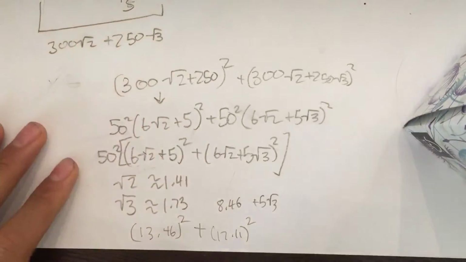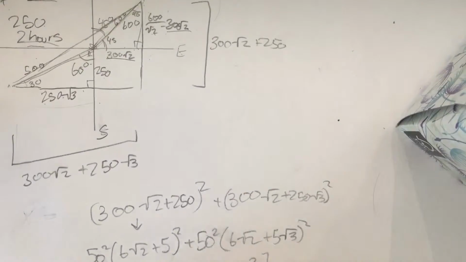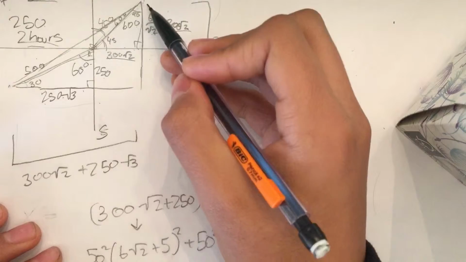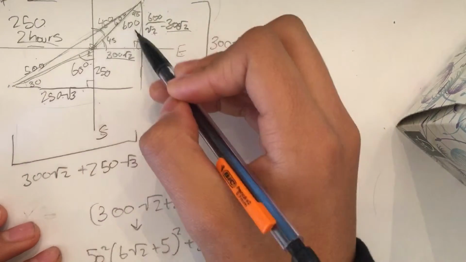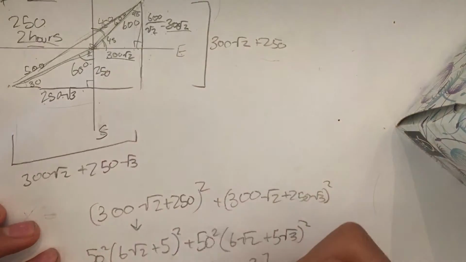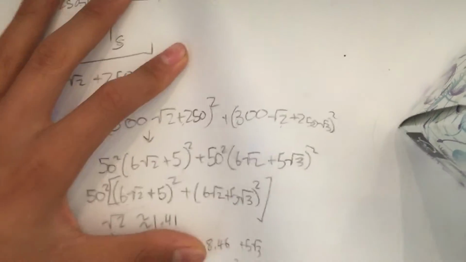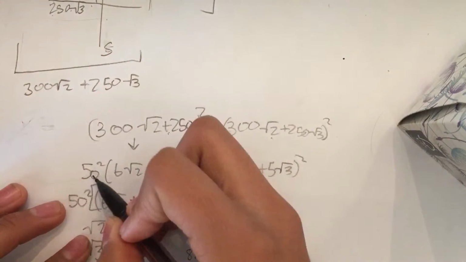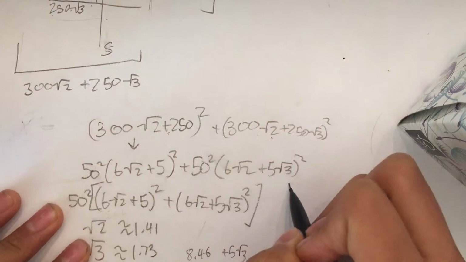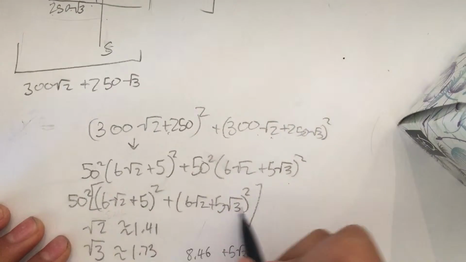Alright, and then we move on. So we want to know the total, this distance, right? We know the height, we know the base, we can use the Pythagorean theorem. We have this squared, which is here, and we have this squared, which is here. We can factor out 50 squared out of the first equation. We can factor out 50 squared out of the second equation. Simple like that.